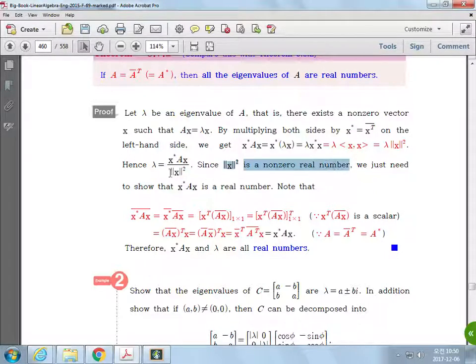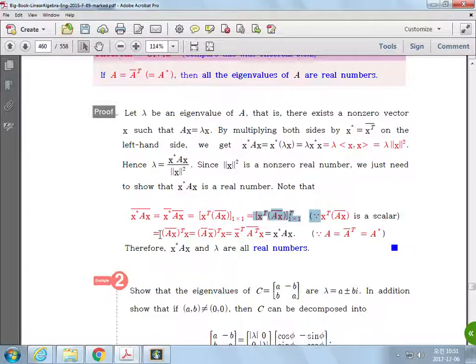The denominator is a non-zero real number, so we just need to show x star Ax is a real number. If x star Ax is a real number, then lambda should be a real number, isn't it? So what you have to show is that the conjugate of x star Ax is the same as x star Ax. That means x star Ax is a real number, and lambda, which is an eigenvalue, is a real number. So that means all eigenvalues of A are real numbers. So start from here. Then we can rewrite it this way. Here, this can be written as a 1 by 1 matrix. A 1 by 1 matrix is the same as its transpose, isn't it? A 1 by 1 real number is the same as its transpose. So this can be written as this.